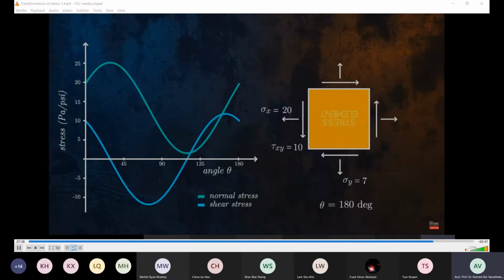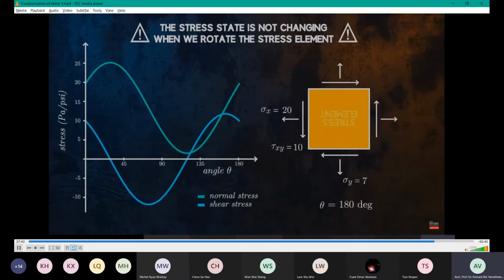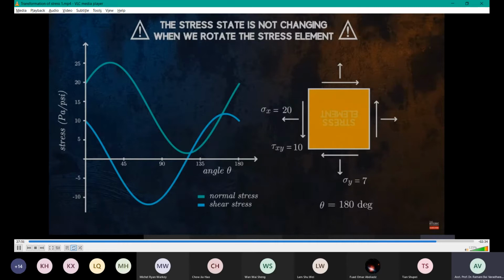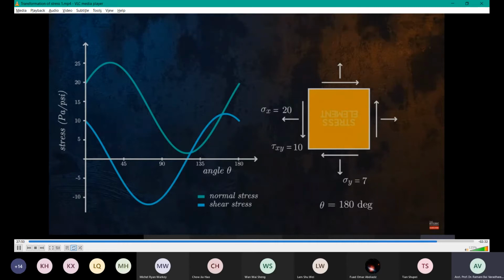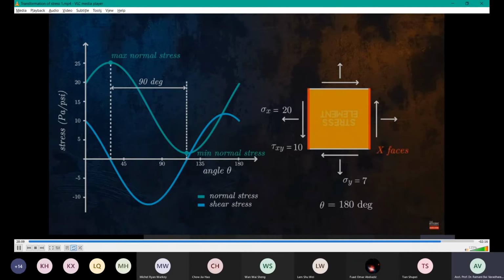It is important to remember that the actual stress state within the large body is not changing when we rotate our stress element. We are just rotating the axes of the coordinate system we are using to visualize the stresses at a single location. We can observe that for certain angles, the normal stress will reach maximum and minimum values, and that these maximum and minimum values are separated by an angle of 90 degrees. This means that when we rotate our stress element such that we have the maximum normal stress on the x face of our element, we always have the minimum normal stress on the y face.